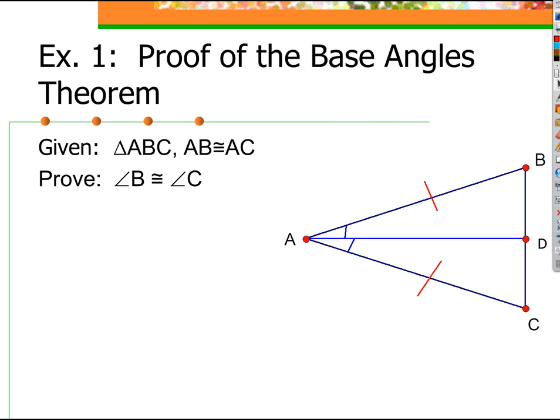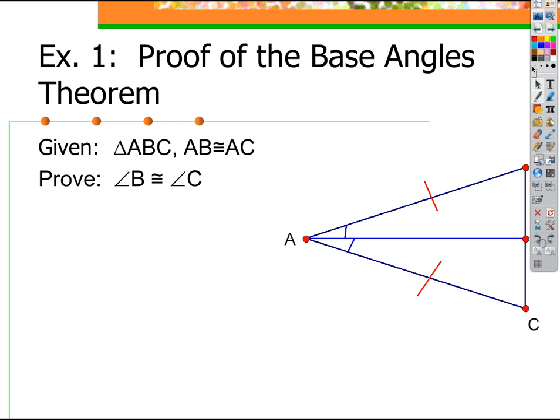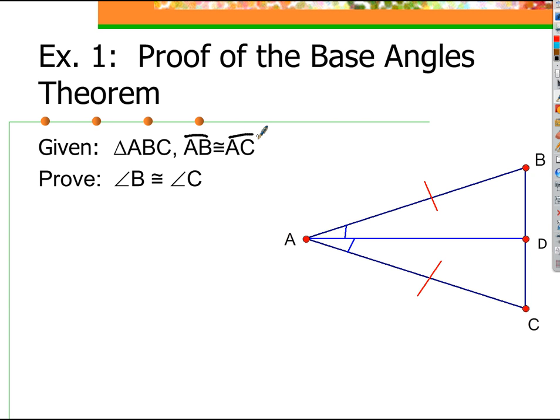Okay, so I want to show you one proof here, just because it's a little bit different than the other kinds of proofs that we've talked about. This is a little bit new. What if we want to prove the base angles theorem? So we're just given some triangle ABC, and we know that side AB is congruent to side AC. Okay, and that's marked on here, isn't it, with our congruence symbols. Now what if we're trying to prove here that the base angles B and C are congruent?